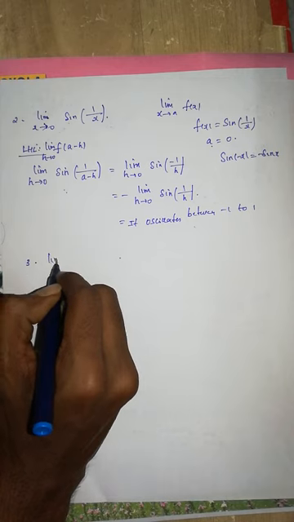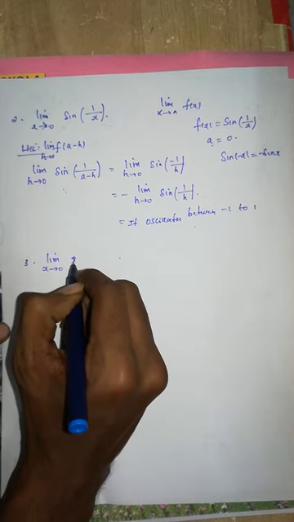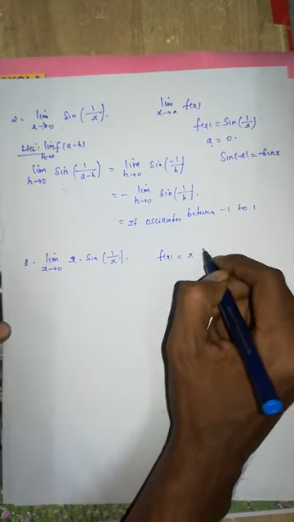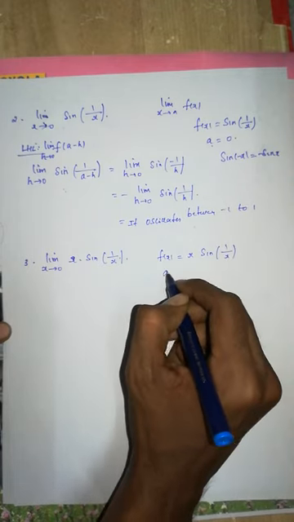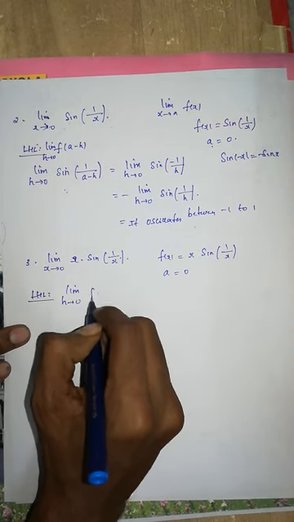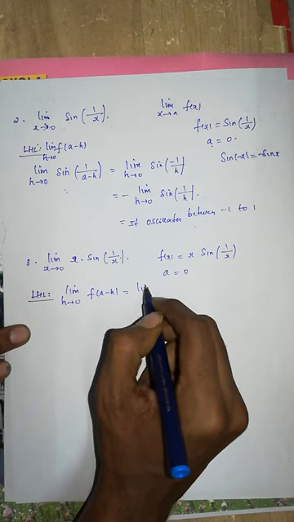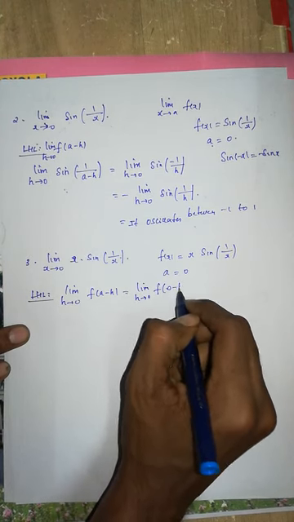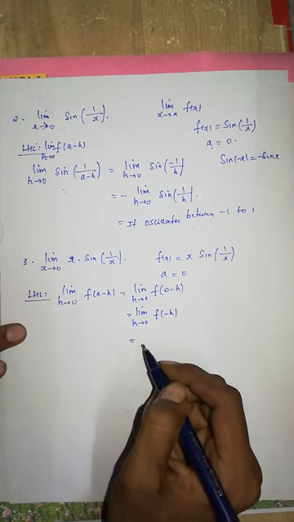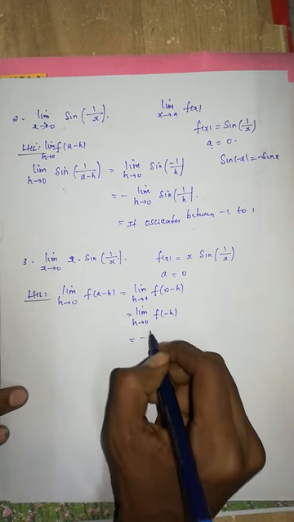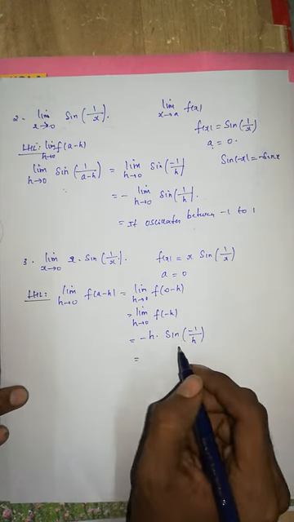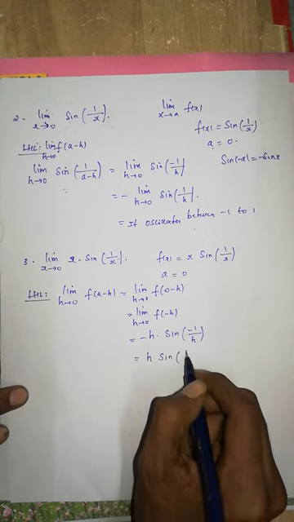The third problem is limit x tends to 0 of x times sine 1 by x. Here f of x is x sine 1 by x and a is 0. So the left hand limit, LHL, will be limit h tends to 0 of f of a minus h. Since a is 0, I have limit h tends to 0 of f of 0 minus h, which is f of minus h. In place of x, I substitute minus h. So this becomes minus h sine of minus 1 by h. Since sine of minus x is minus sine x, this becomes plus h sine 1 by h.